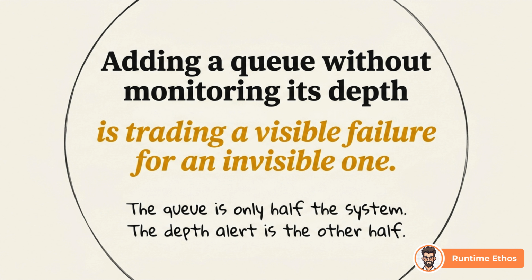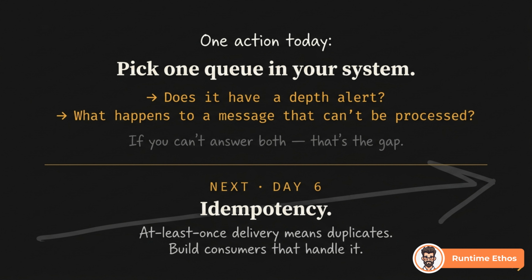Adding a queue without monitoring its depth is trading a visible failure for an invisible one. The queue is only half the system. The depth alert is the other half. One action before you close this. Pick one queue in your system. Answer two questions. Does it have a depth alert? And what happens to a message that can't be processed? If you can't answer both, that's your next engineering task.